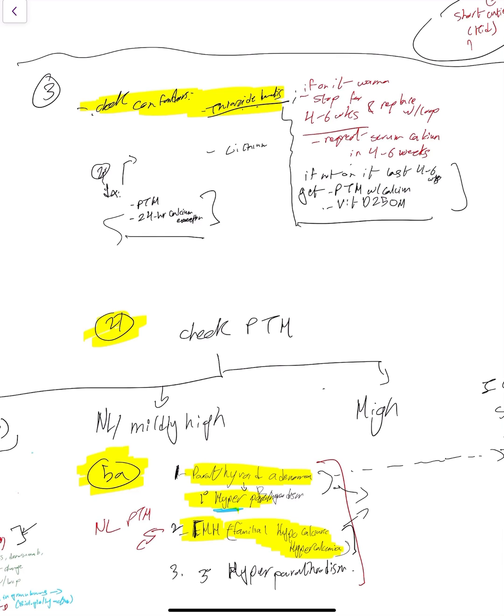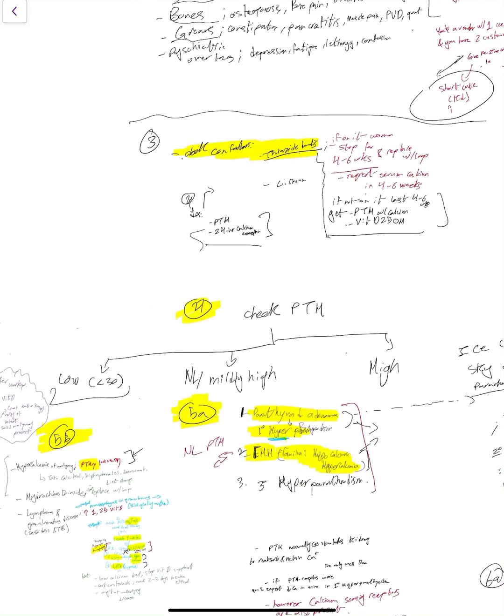But if they were not on it to start with, you will go and get a parathyroid workup. You want to get measurements of the parathyroid hormone, 24-hour calcium excretion, and vitamin D as well. So let me tell you why.